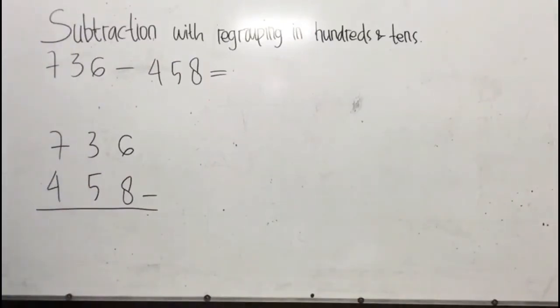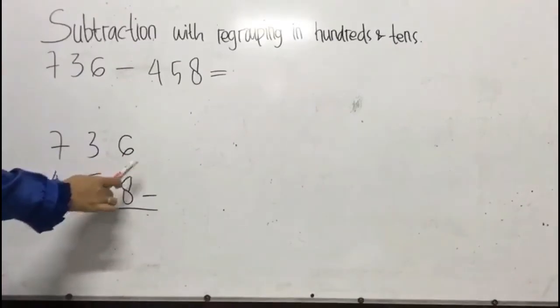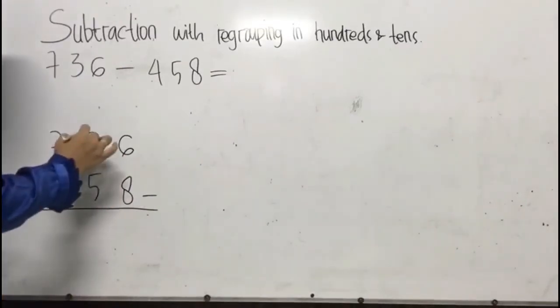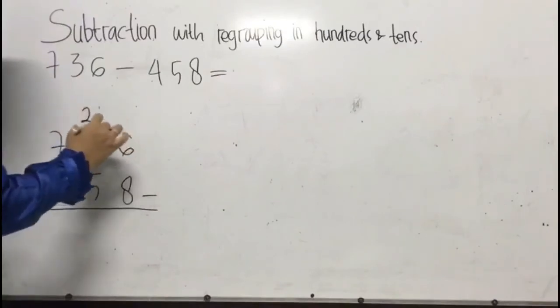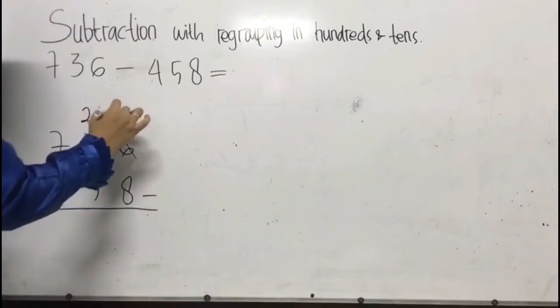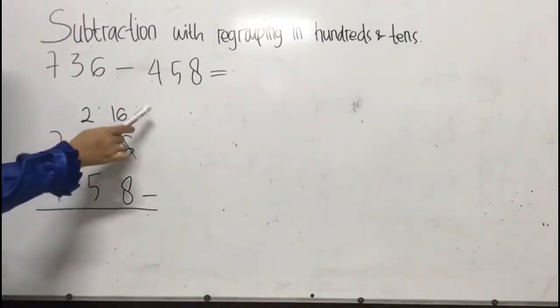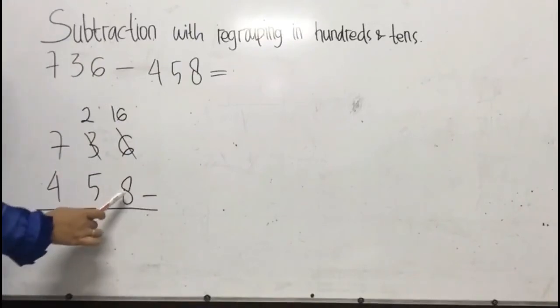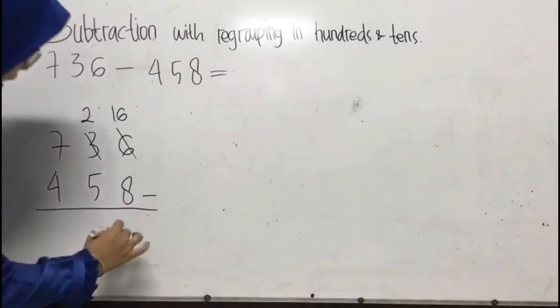Okay sayang, first we subtract the ones, but we cannot subtract 8 ones from 6 ones. So we regroup 1 tenths into 10 ones. Now we have 2 tenths and 15 ones. Now we can subtract the ones. 16 ones minus 8 ones equals, yes, 8.